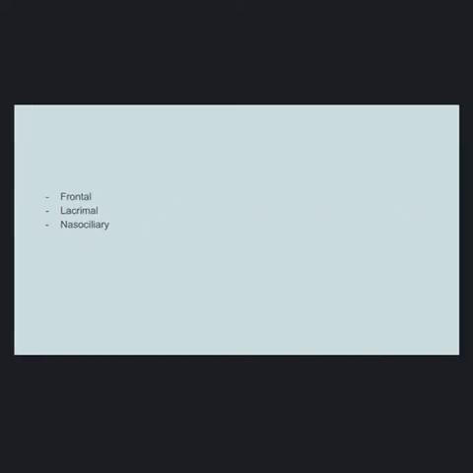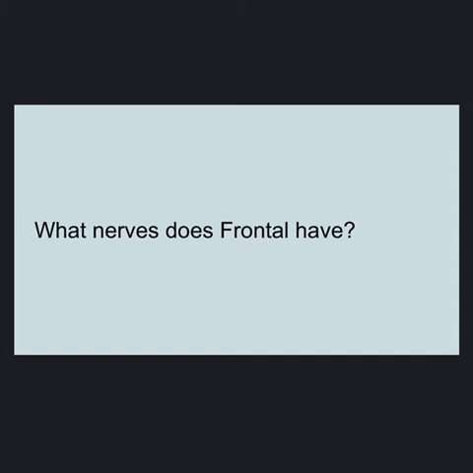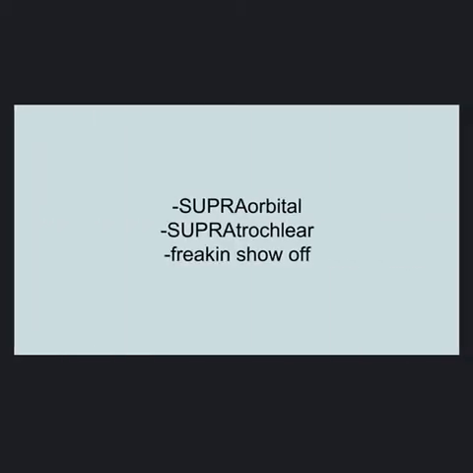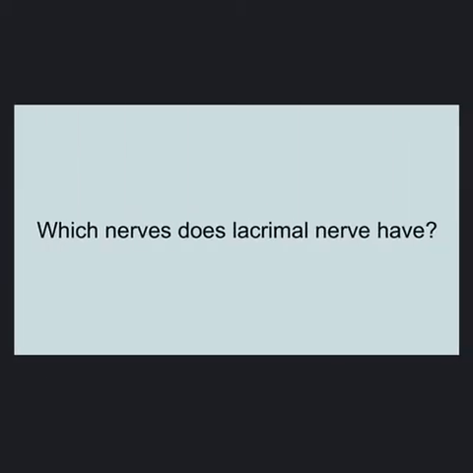That is frontal, which is the first child, the overachiever, wants to be superior at everything. The lacrimal, the middle child, gets nothing. And the nasociliary, the youngest child that gets an extra branch. What nerves does the frontal have, or the overachiever? The frontal nerve has the supraorbital and the supratrochlear. What nerves does the lacrimal have? The lacrimal has no nerves because no one likes the lacrimal branch.